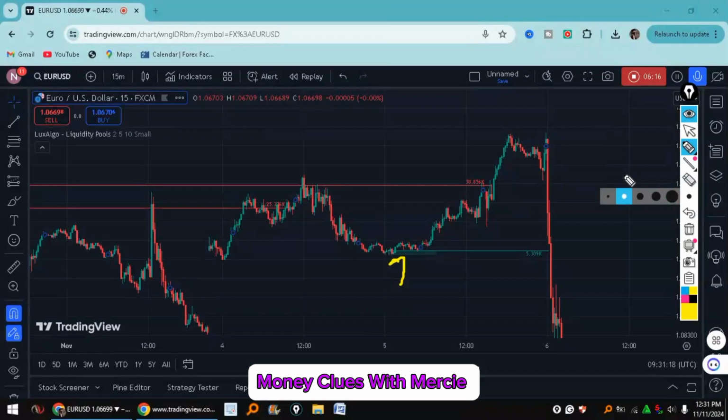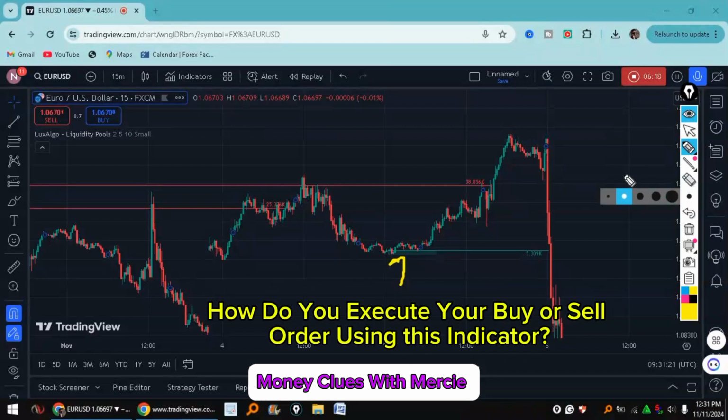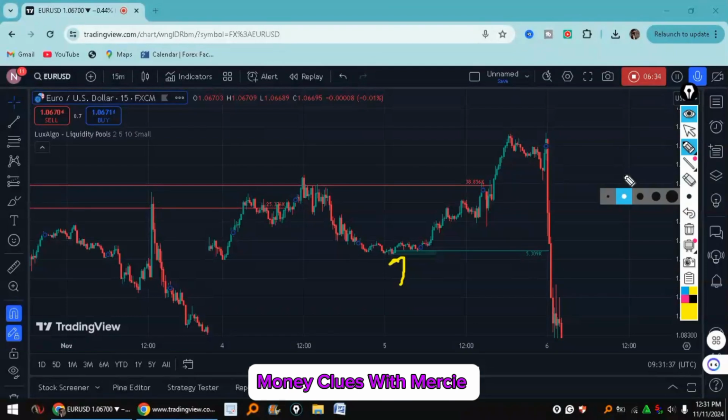Okay, and so guys, how do you execute your buy order, or rather how do you execute your sell order? Basically, you're supposed to know these are zones where small participants have placed their stop limit orders. And I told you this happens on our swing highs and as well on our swing lows. So this is a very crucial level as your support and resistance level.